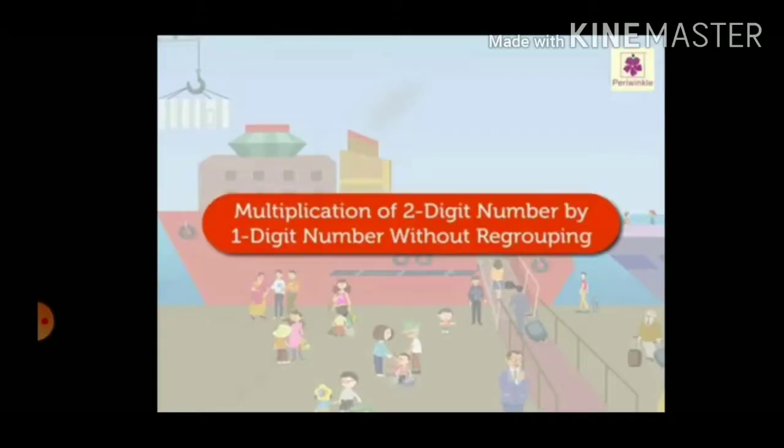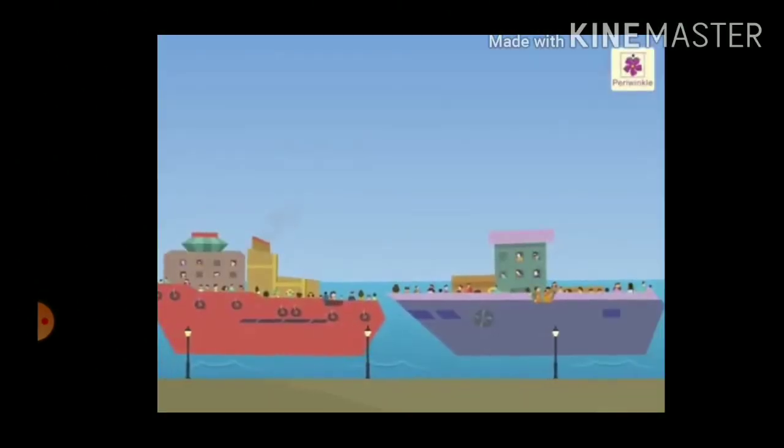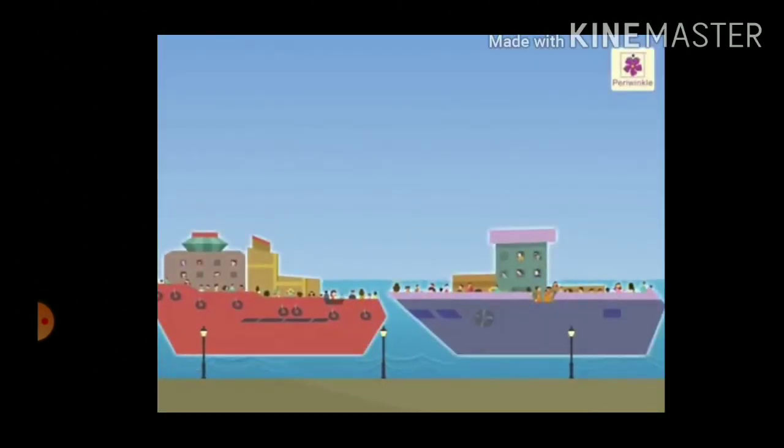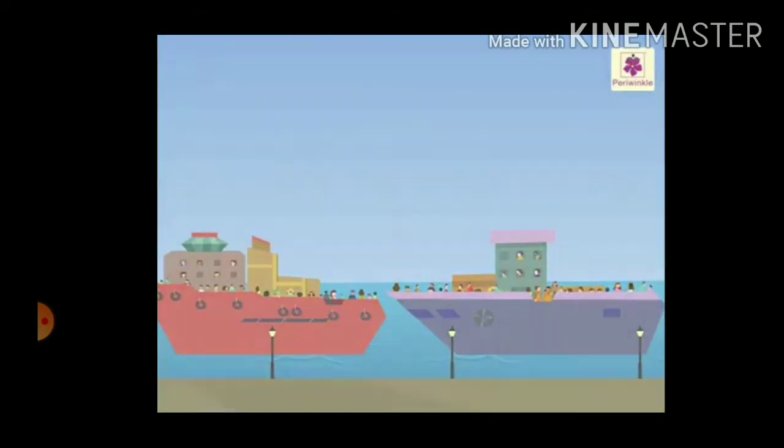Now the next topic, that is multiplication of 2-digit numbers by 1-digit number without regrouping. So let's watch this video and know the details. With a ferry ride. Look, there are 2 ferries. Each ferry carries 41 people in it. How many passengers do the 2 ferries carry in all?